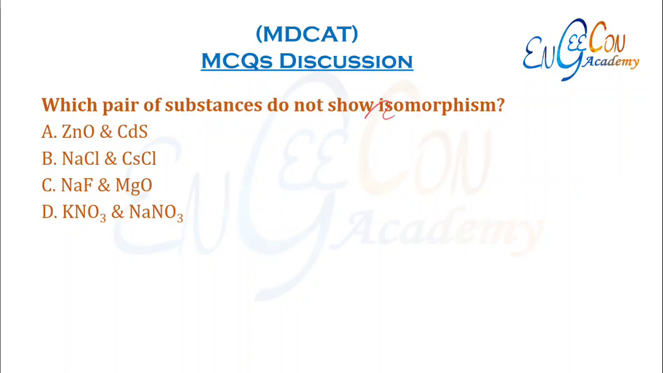Which pair of substances do not show isomorphism? Three of them are given in the textbook table in the example of isomorphism. Therefore, this pair is not isomorphous because NaCl is face-centered cubic and CsCl is body-centered cubic. So B is the correct option.